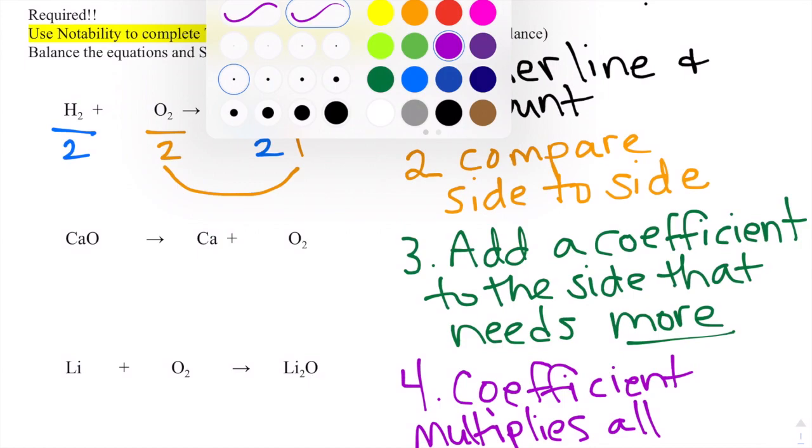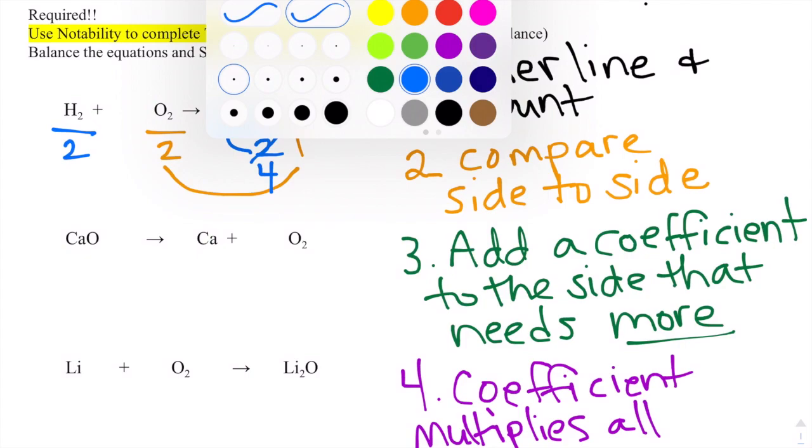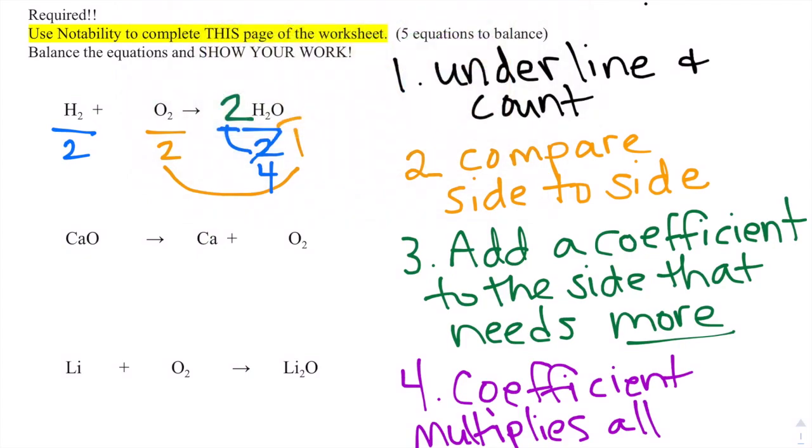So I'm going to make sure I multiply the 2 in the front, the big coefficient, times the 2 subscript, and that means the H's are now 4, and the O, 2 times the 1, means the O's are now 2. So now my O's balance, 2 and 2, the orange numbers you see there, but that changed my H's where they don't balance anymore.